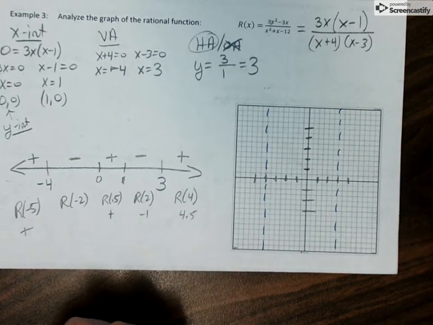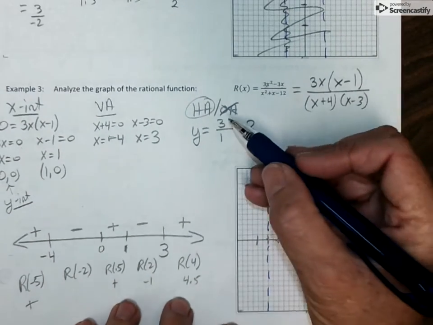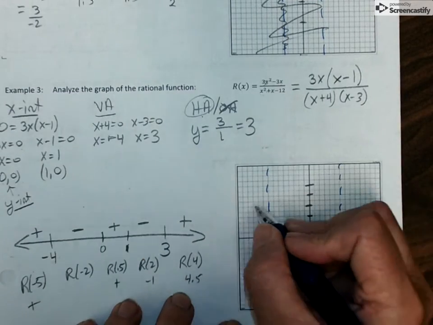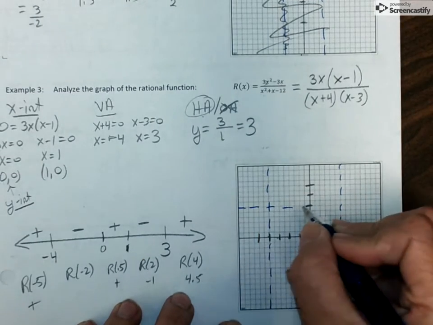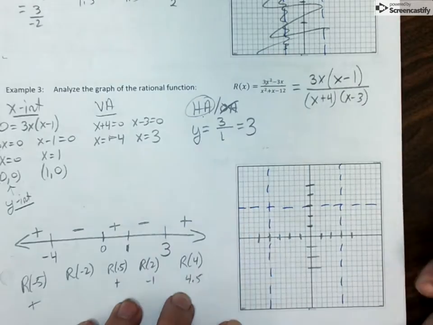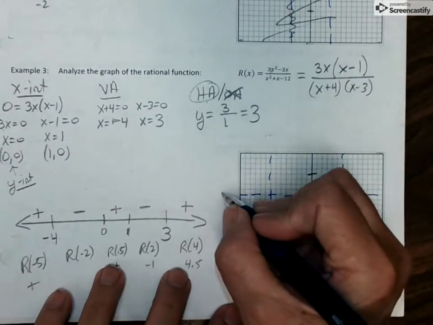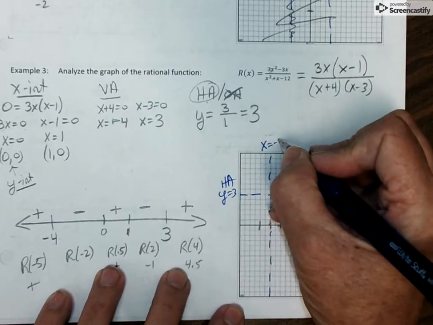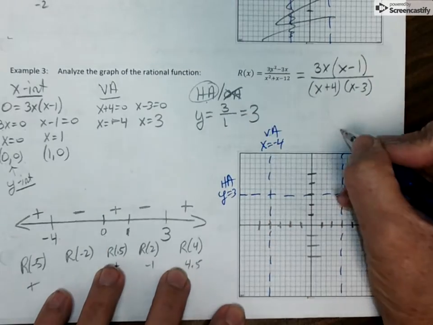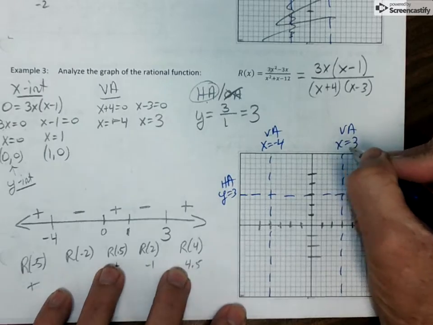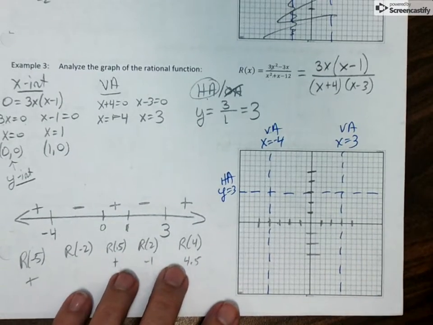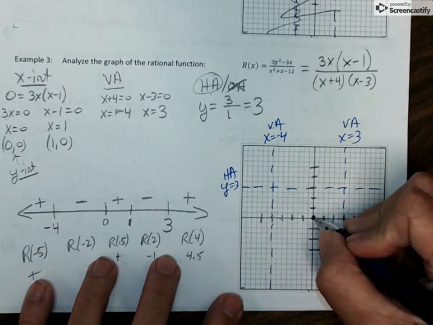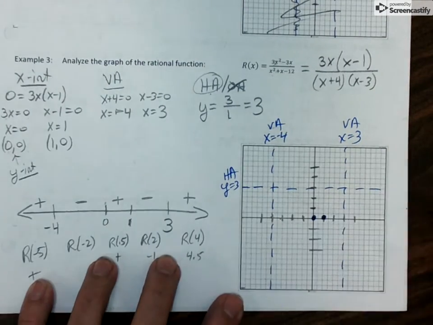Okay. We have to put in our horizontal or oblique asymptote. In this case, we had a horizontal at y = 3. So 1, 2, 3. And again, we're going to put it in as a dashed line. So this was y = 3, a horizontal asymptote. x = -4, it's vertical, and x = 3. We also had a couple of x-intercepts, (0, 0) and (1, 0). So let's mark those.